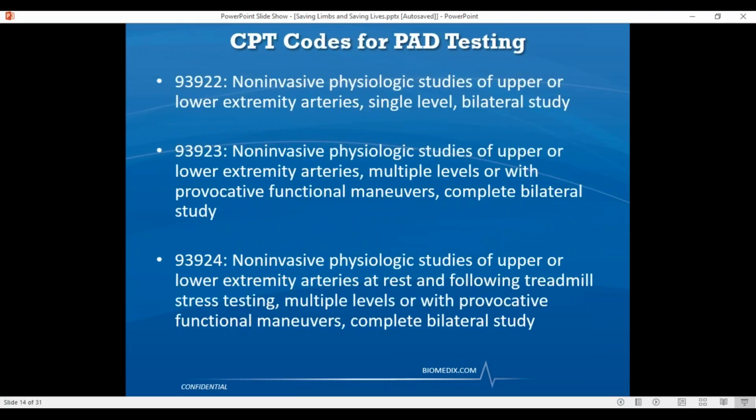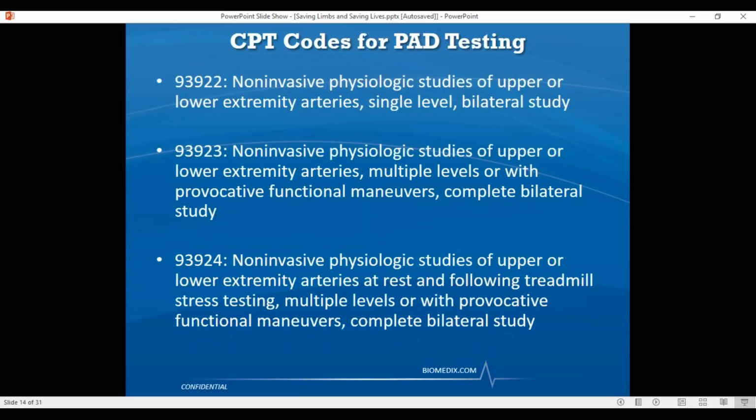The following codes can be used for billing your PADnet study. The first code is 93922. When conducted at the ankle, this physiologic study has 2 components: ABI values and the waveforms from the ankle, including the PT or DP arteries. This code generally reimburses around $100.